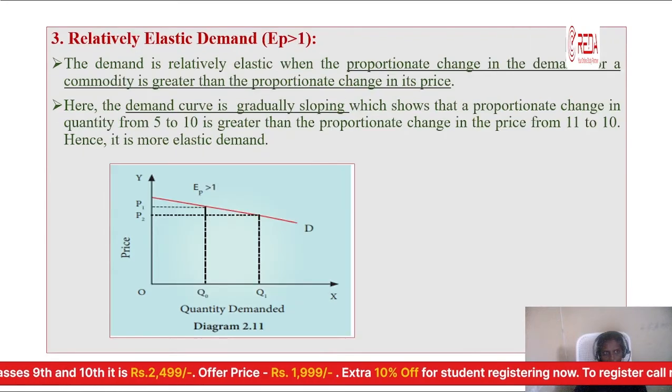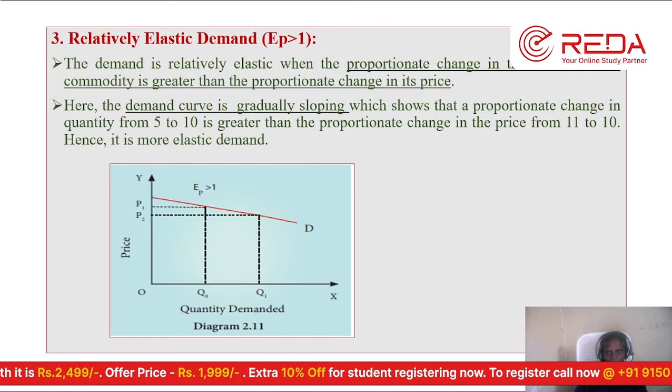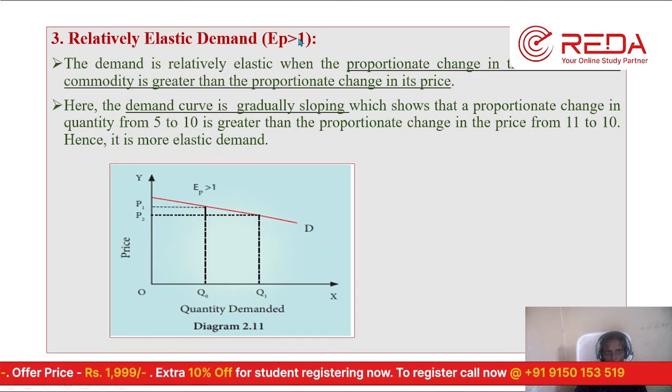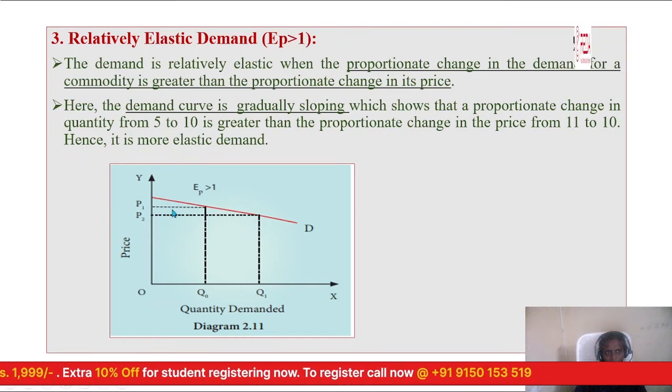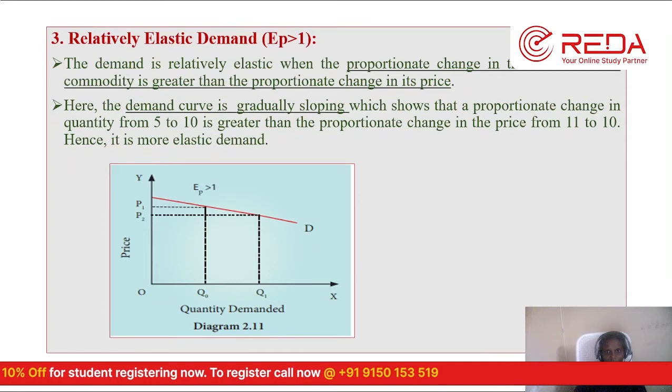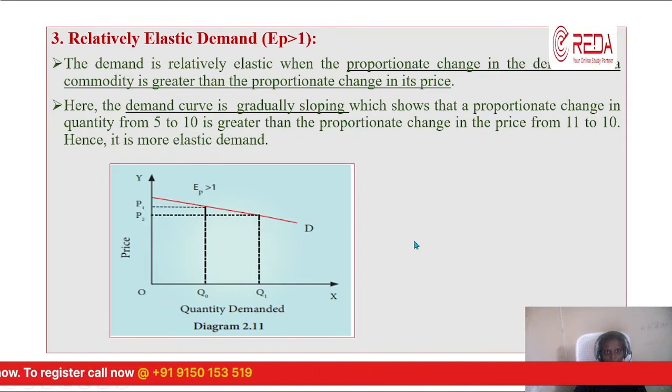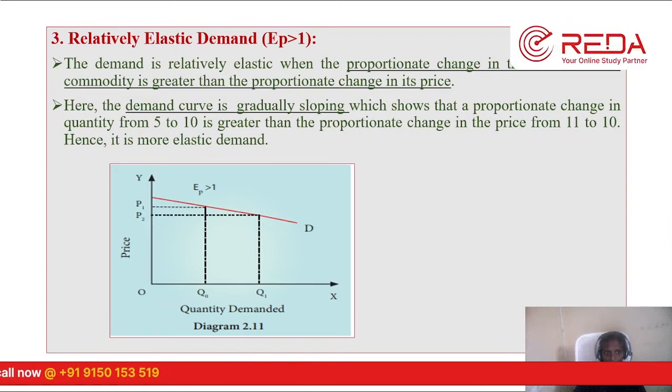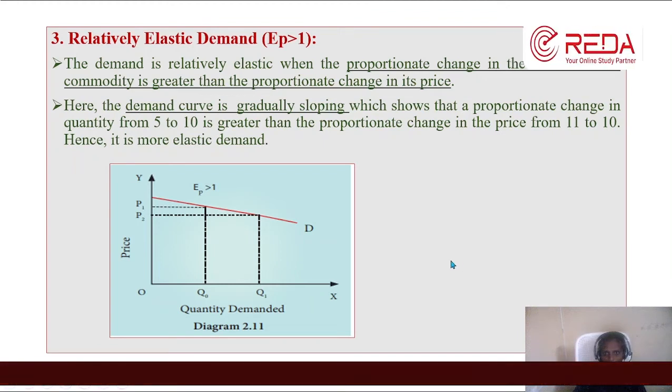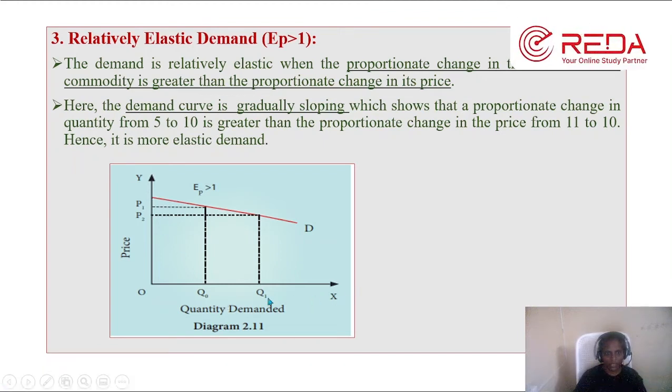Then take the third situation, relatively elastic demand, that is EP is greater than 1. Whenever there is a proportionate change in the price level of a commodity, there will be a greater proportionate change in the demand, and vice versa. Here we take the quantity demanded on the x-axis and the price on the y-axis. OP1 is the price level of a commodity.